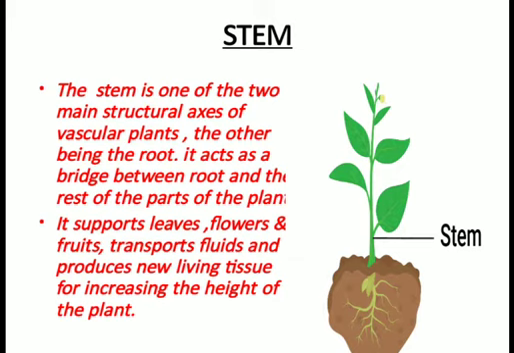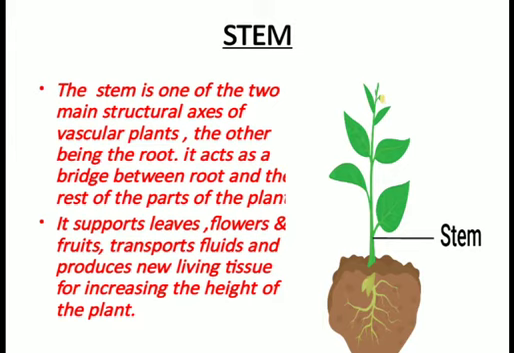My dear students, the stem is one of the two main structural axes of the vascular plant, the other being the root. That is, the two main structural axes of the plant are the root and the shoot. The root we discussed yesterday. Today we will be discussing the stem or the shoot.